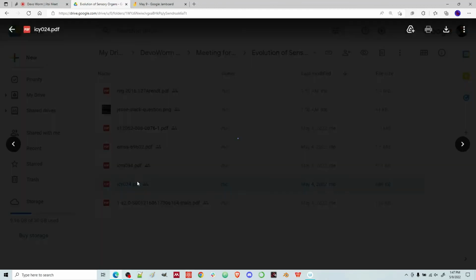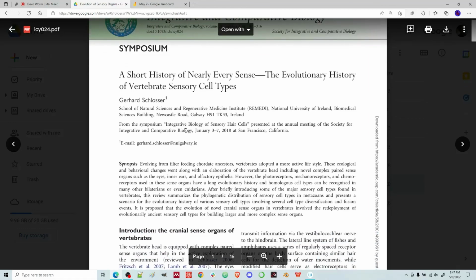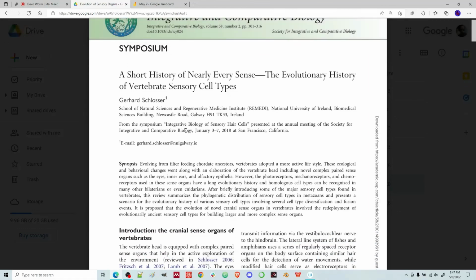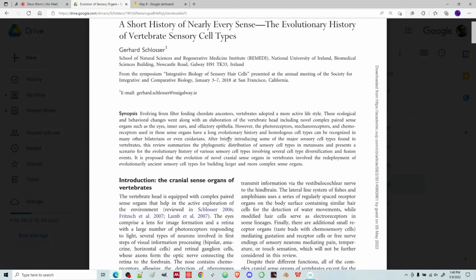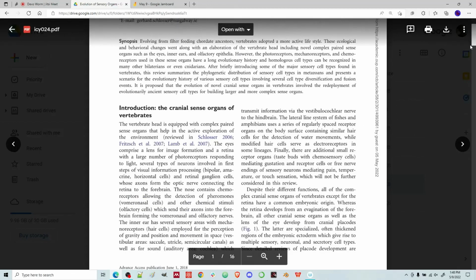And then this paper is on a short history of nearly every sense, the evolutionary history of vertebrate sensory cell types. So this is a nice paper that goes through all of the major sensory cell types found in vertebrates, their phylogenetic distribution, and presents a scenario for the evolutionary history of various sensory cell types involved in several cell type diversification and fusion events. And so, again, it tells you something about all these different sensory cell types.